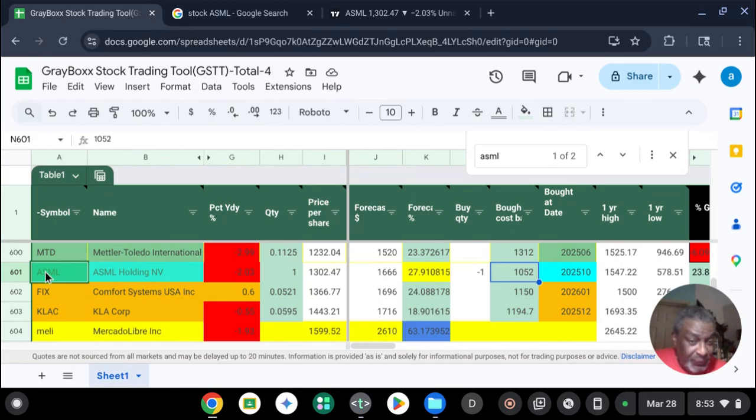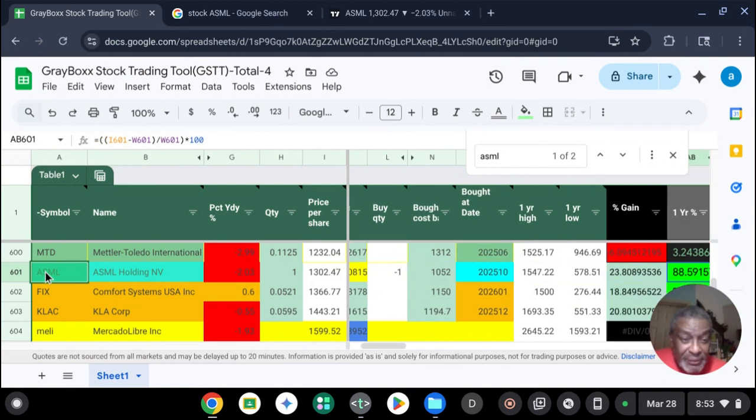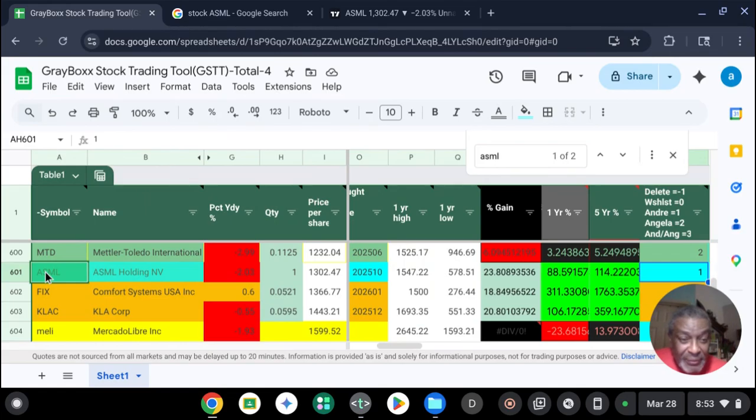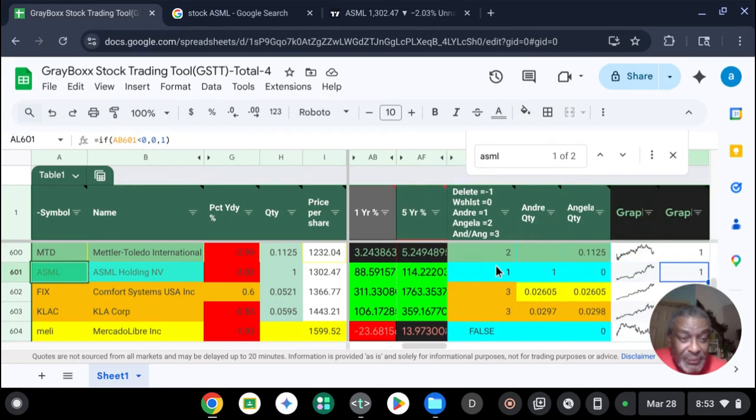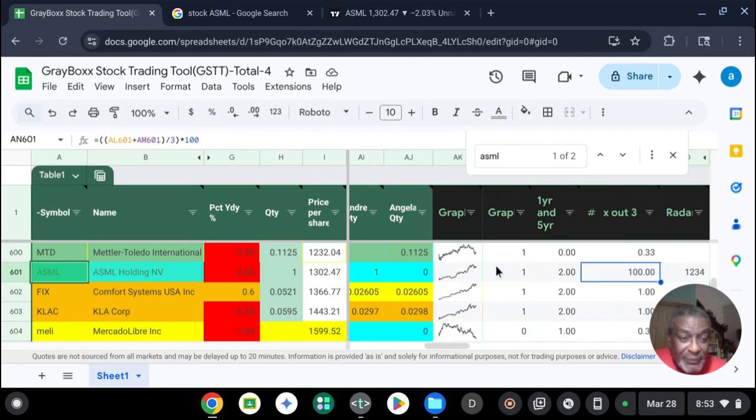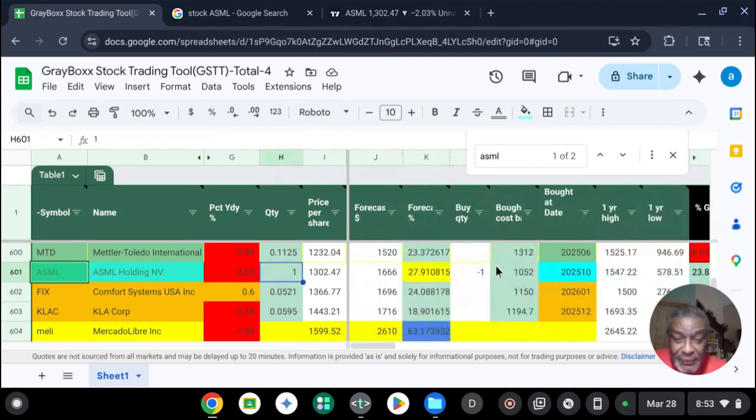Once we bought the individual stock, we'll put the bought cost basis, or bought at cost, and then the date that we bought it, and then we'll calculate what the gain would be. Then we can use that to update our individual X out of 3 or X out of 4, and calculate a percentage of whether that's a good or a risky stock.